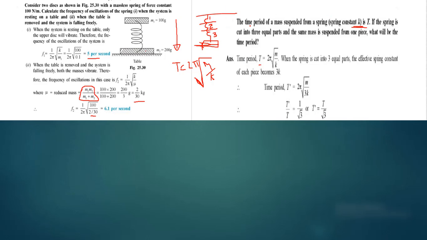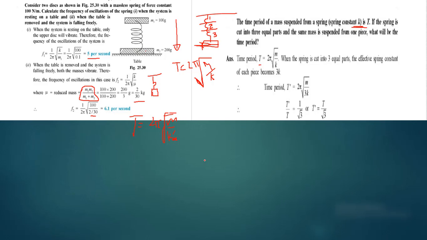Where k is the whole spring constant. Now you have cut this into 3 equal parts, and you take one piece and hang the mass on it. What will be the time period? Our first formula is that the time period is equal to 2 pi square root of m over k, now for this, k dash, of the new spring.